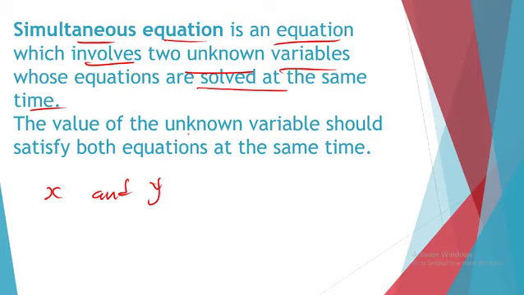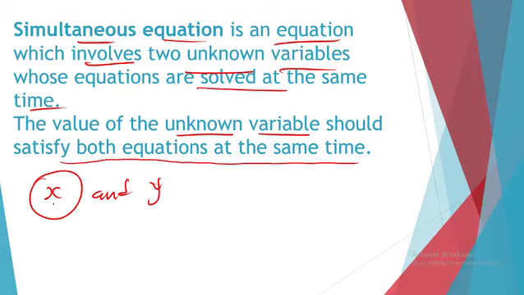I said the value of the unknown should satisfy both equations at the same time. For instance, if you find the value of x, then you substitute it in the second equation to be able to obtain the value of y. That is what they are trying to tell us here. So the value of the unknown should be able to satisfy the equations that are given to you.